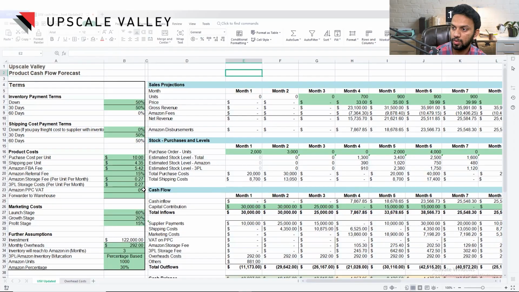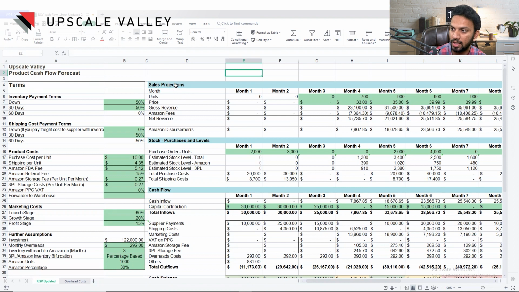So guys, here is the cash flow sheet, and here are the different sections of this sheet. Let me walk you through this and guide you on how we can use it, what these different terms mean, and how we can play with them.